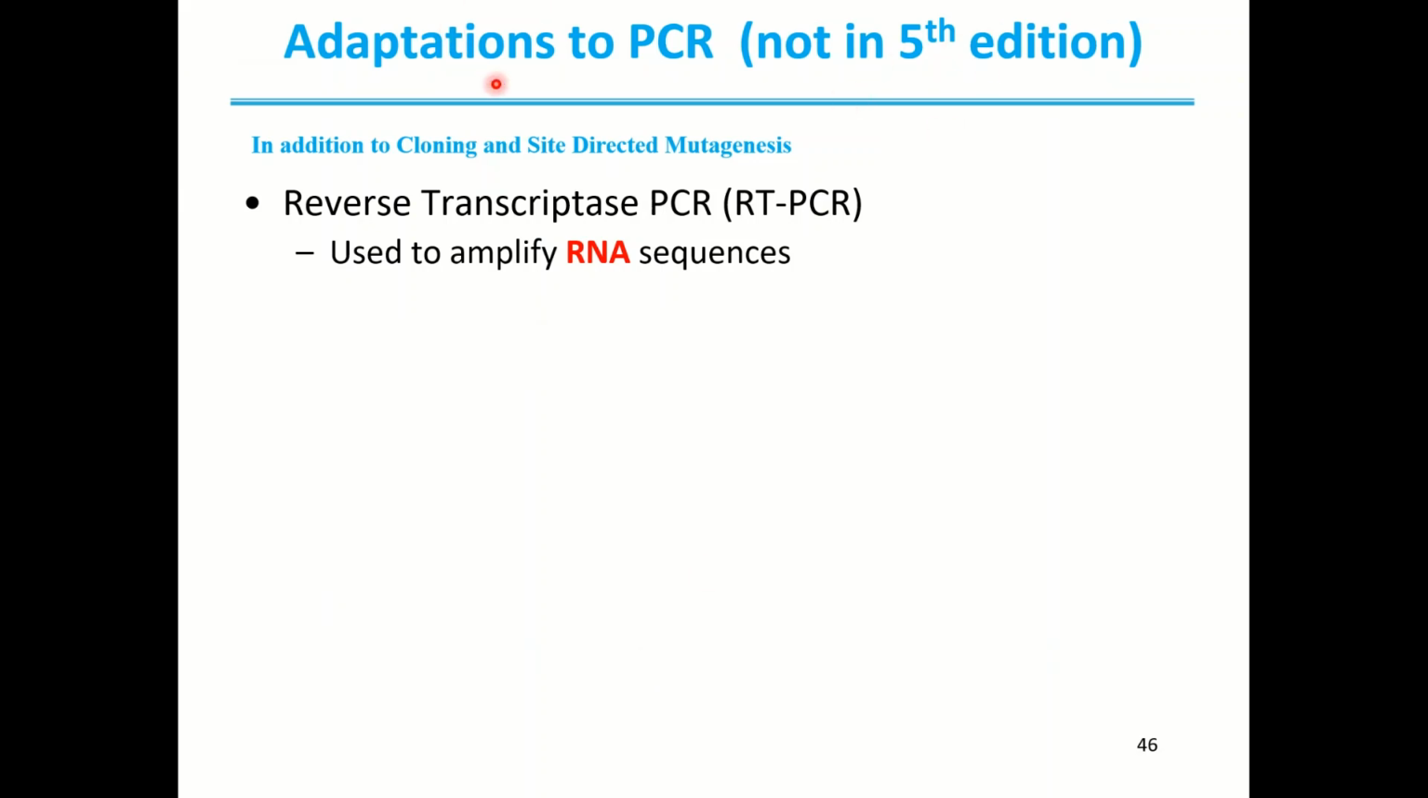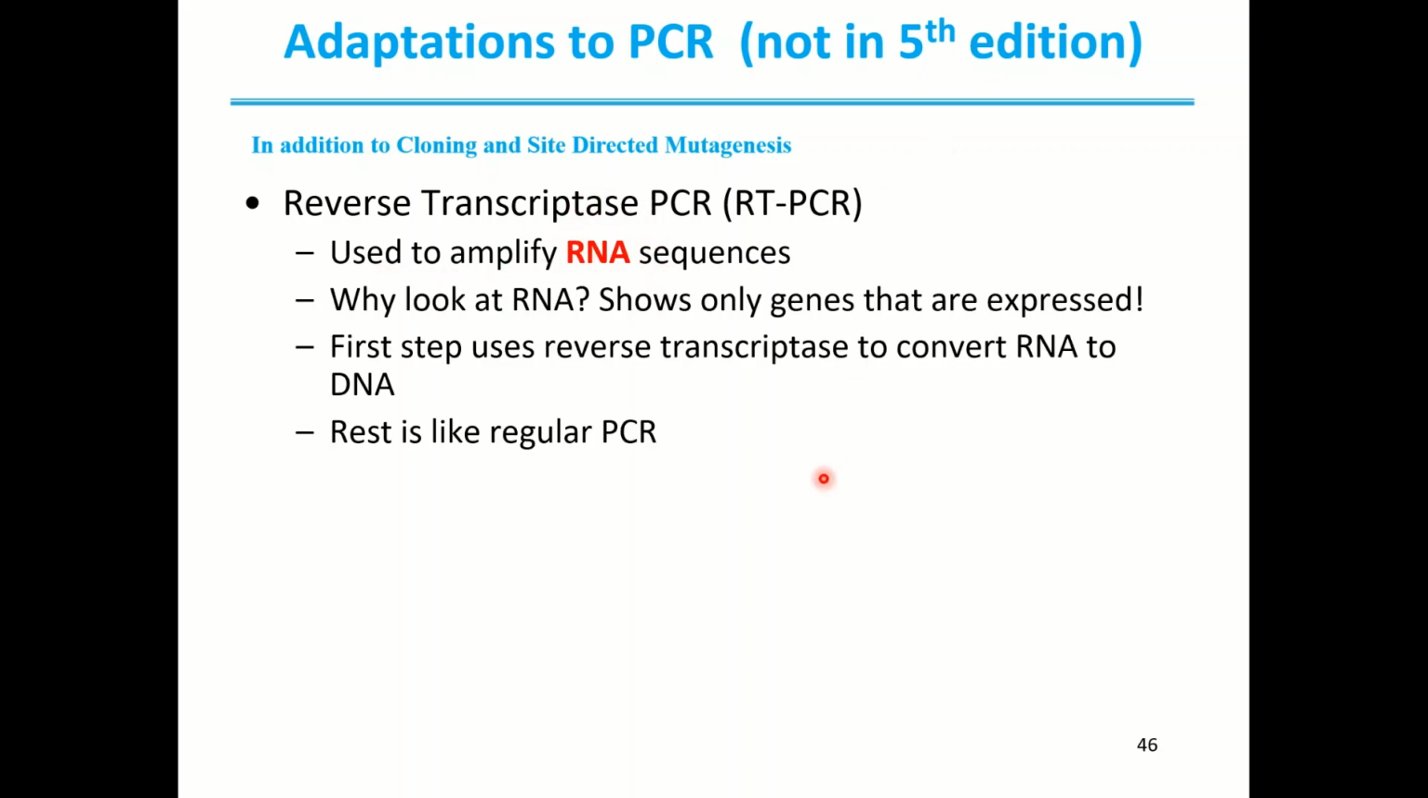Okay. Some adaptations to PCR that are not in the 5th edition of the book, but that are in the 6th edition. You can have what's known as reverse transcriptase PCR, or RT-PCR, and this is used to amplify RNA sequences.